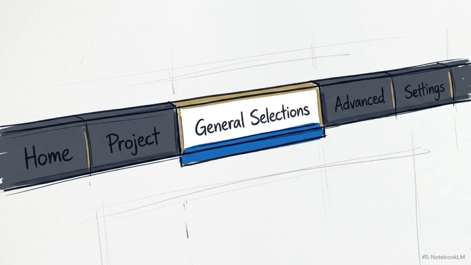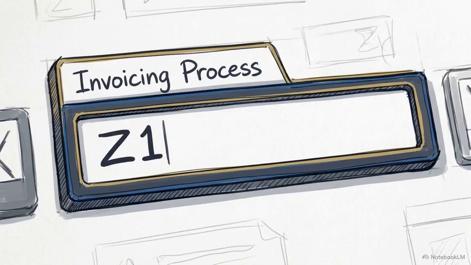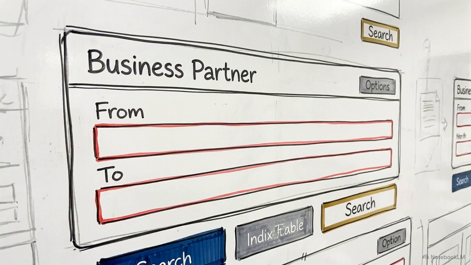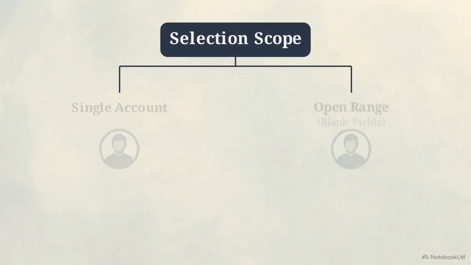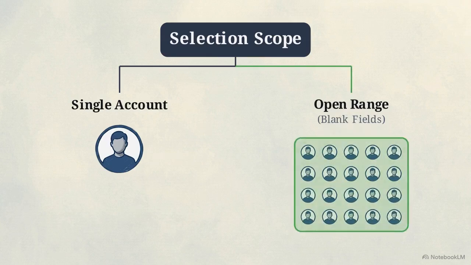Next, select the General Selections tab to define the scope of the workload. Input your target invoicing process code, for example, Z1. Leave the business partner fields entirely blank. This tells the system to capture all eligible accounts rather than restricting the run to a single user.